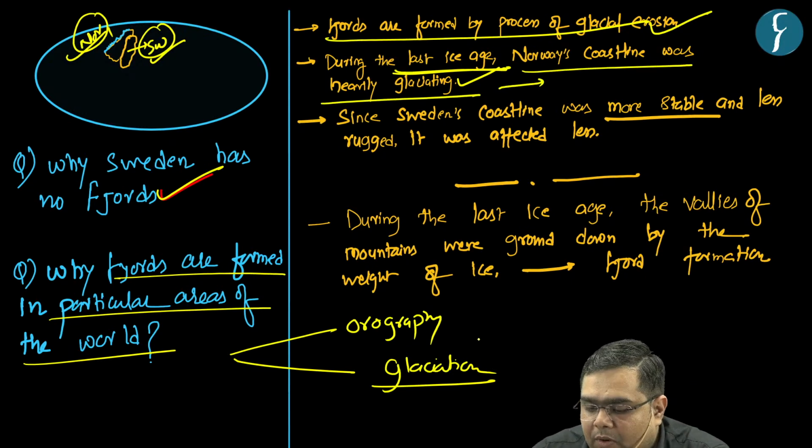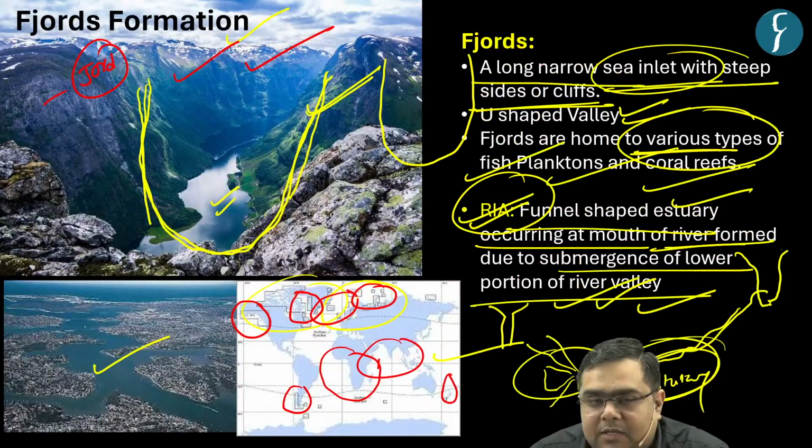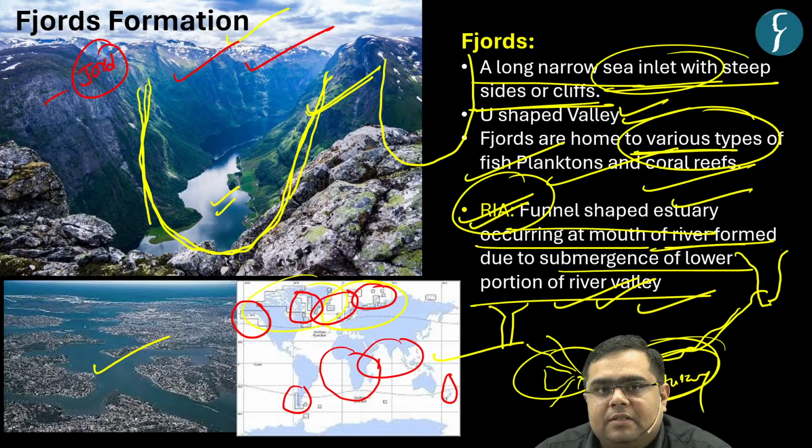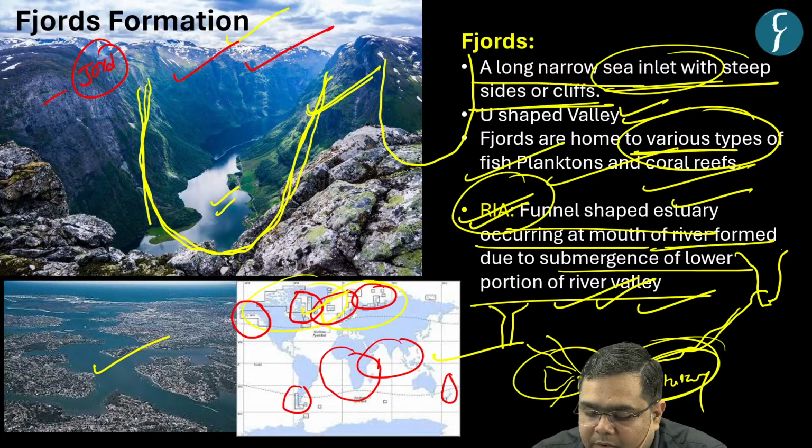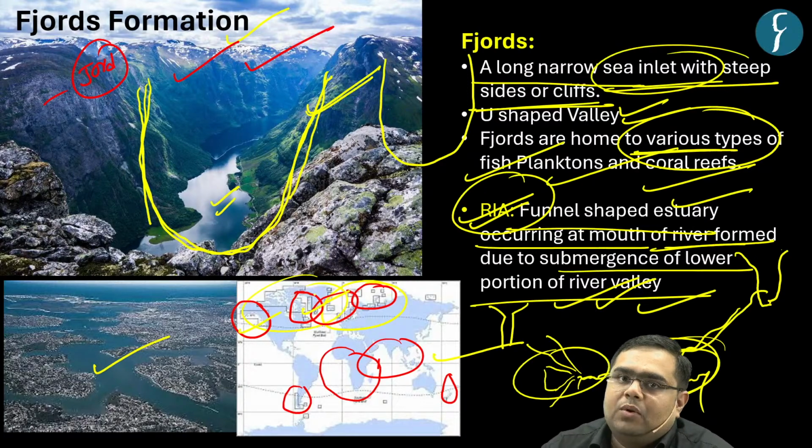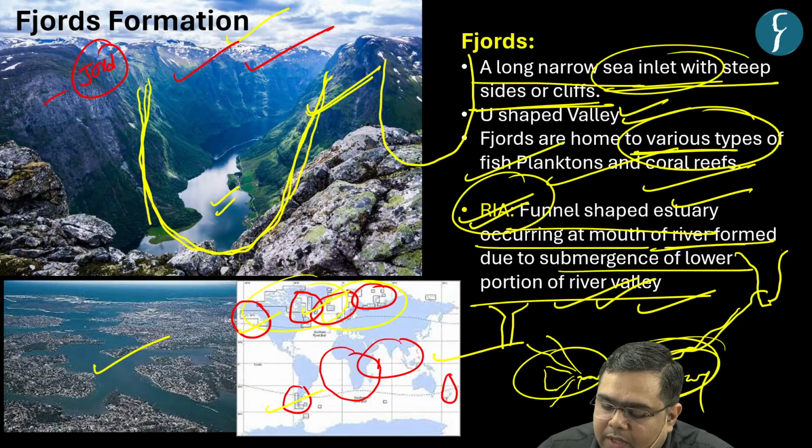glaciating. Before this, orography had already developed, and you must be noticing that all these parts have certain mountain ranges. If you talk about this, here we have the Scandinavian ranges near the coasts, right? If you talk about Canada, the Appalachian mountains are there, right? If you talk about Alaska, the Alaskan mountain ranges are there. And if you talk about South America, which range is located over there? Please drop it in the comment section.